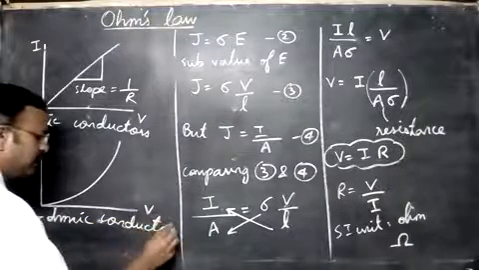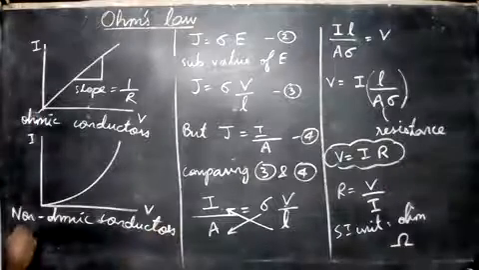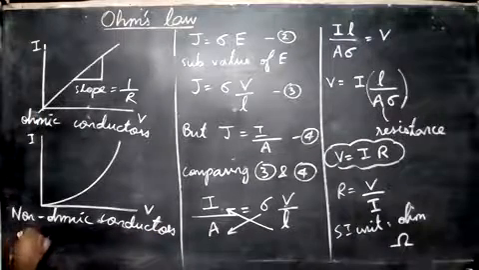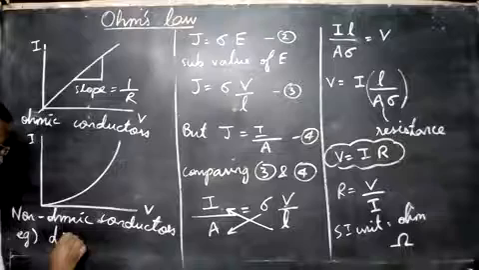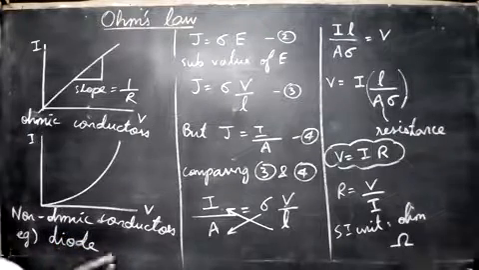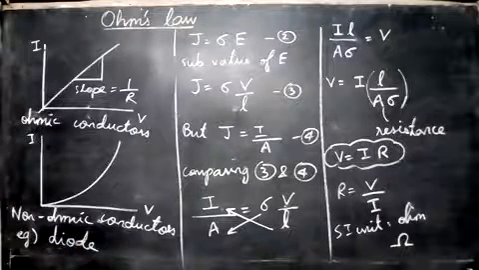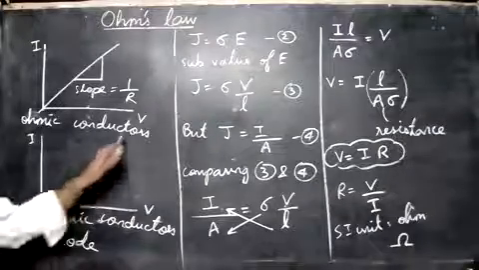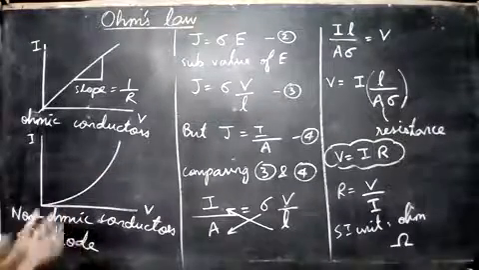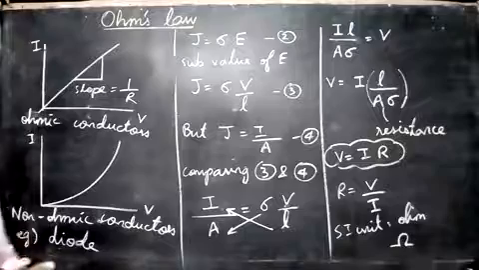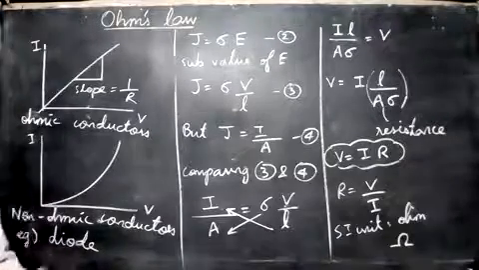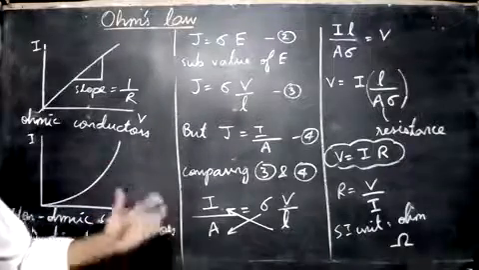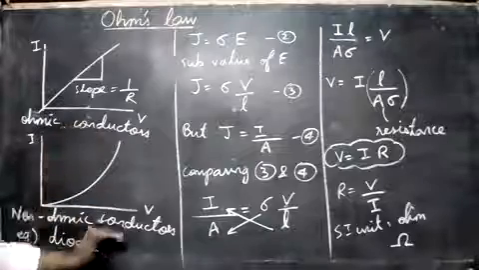Is there any example for it? Yes, diodes are an example. We're going to learn about diodes. A diode is a very important thing we use in electronics. They do not obey Ohm's law. If you see the graph for them, they will curve this way. So this is about Ohm's law. We saw how to get it from the microscopic model also, and then we studied ohmic and non-ohmic conductors.